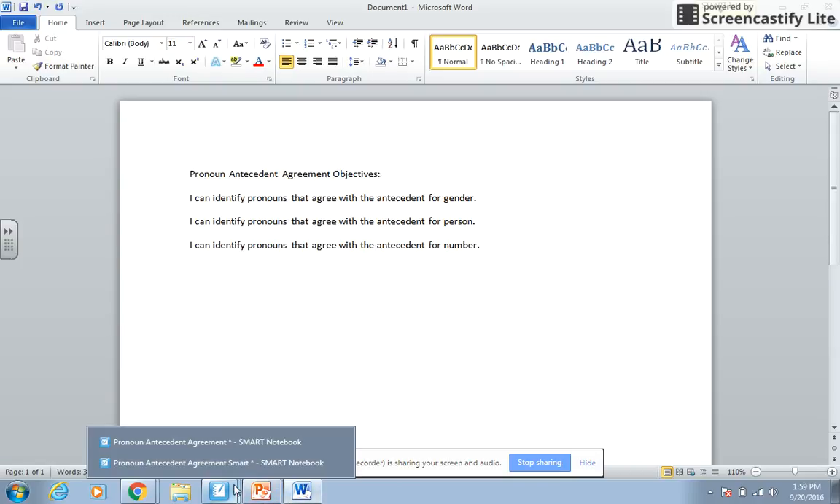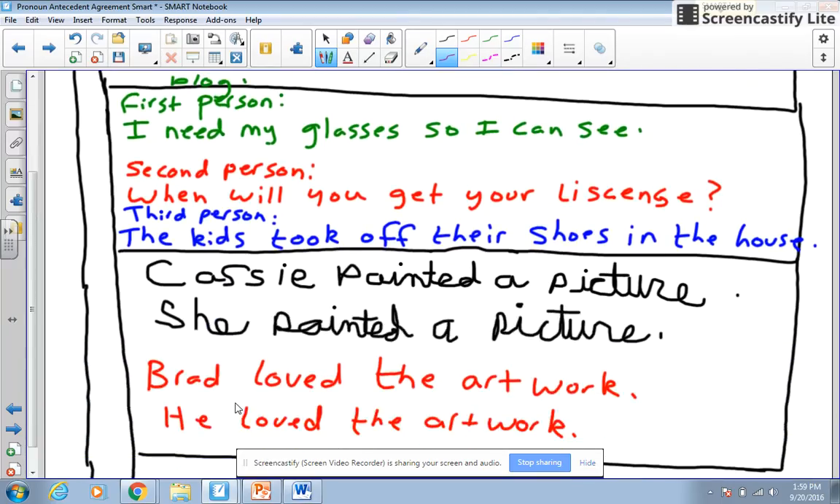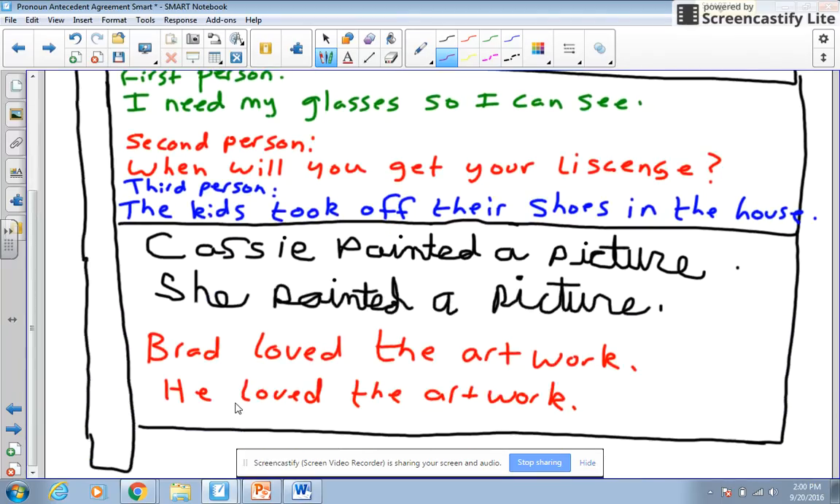So let's take a look at some examples. We're going to start at the bottom, work our way up. For this tab, we're talking about pronouns that agree with the antecedent for gender. If we take a look at our first example, it says Cassie painted a picture. Notice we have Cassie as a noun. And then the second sentence says she painted a picture. Notice how she is a pronoun. Notice how these two agree. The pronoun and the antecedent agree.